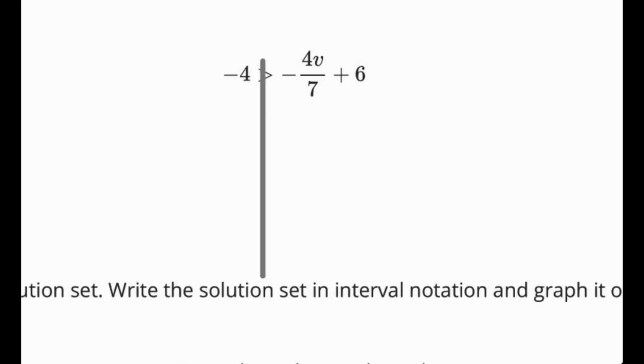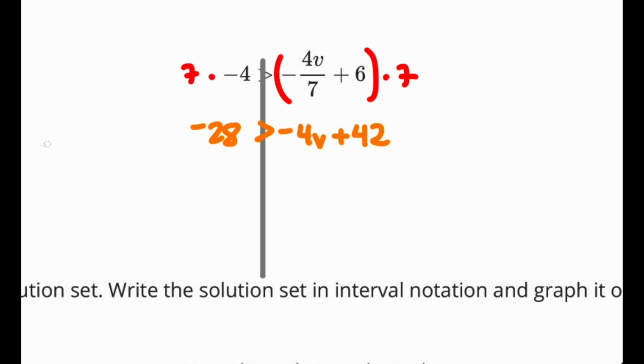Okay, just like last time, I don't like fractions, so I'm gonna multiply everything by 7 to get rid of it. Remember, multiply by the denominators, it gets rid of the denominators, which means you don't have any fractions anymore. So now we have negative 28 is greater than negative 4v plus 42. And now from here, let's subtract 42 from both sides so we can isolate that v variable there. This will cancel, and you're gonna be left with negative 4v is greater than.